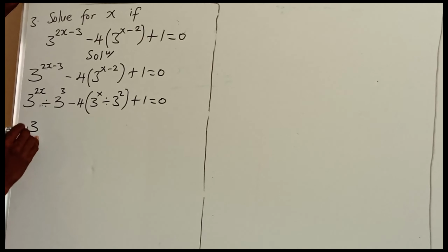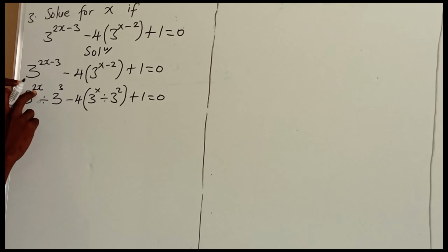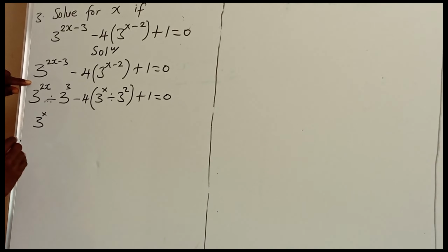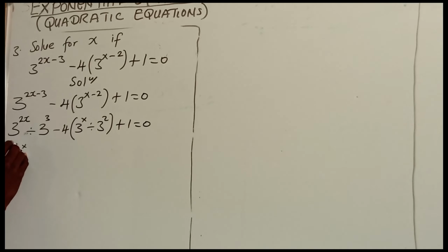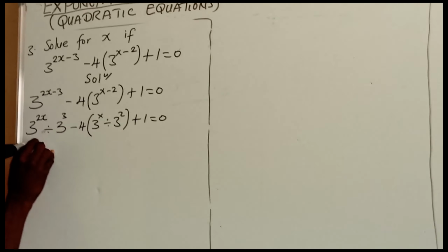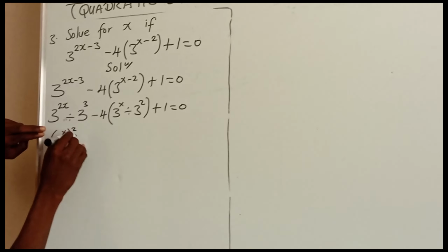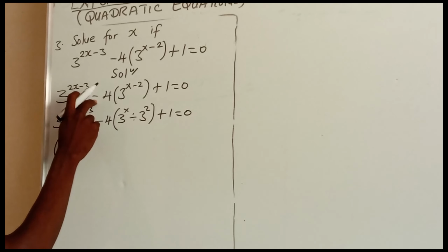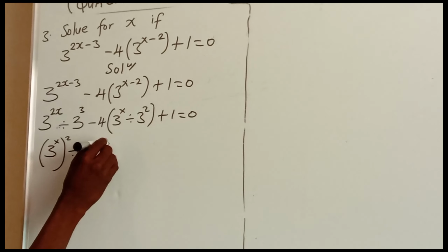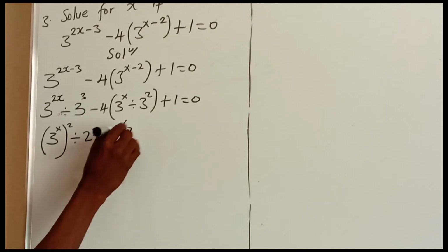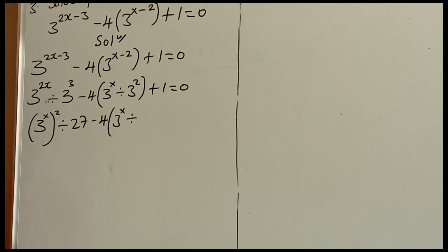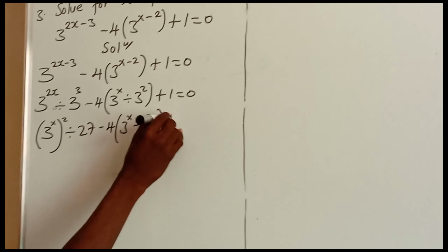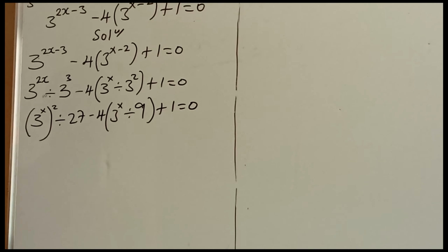So here 3 raised to the power, you try to take this power out to have the same base as what? The same power as x. So you can apply a bracket here. So you write this 2 divided by 3 raised to the power 3 is 27, minus 4 into 3 raised to the power x divided by 3 raised to the power 2 is 9, plus 1 equal to 0.